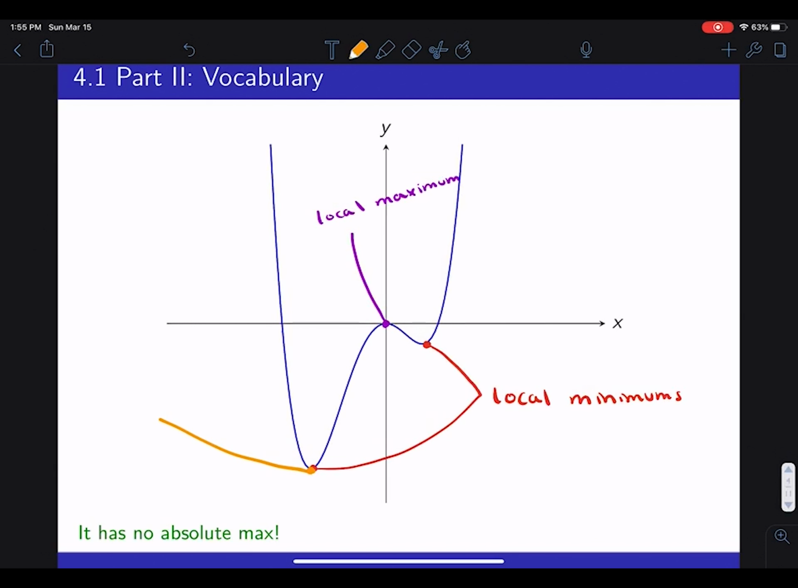Notice that this local minimum seems to have the lowest y value of the entire function. This is because the function appears to go to positive infinity as x goes to either positive or negative infinity. For this reason, it is an absolute minimum. Finally, notice that this function has no absolute maximum.